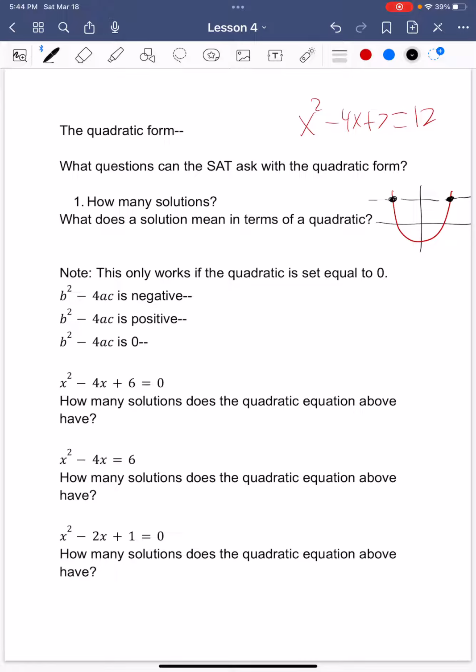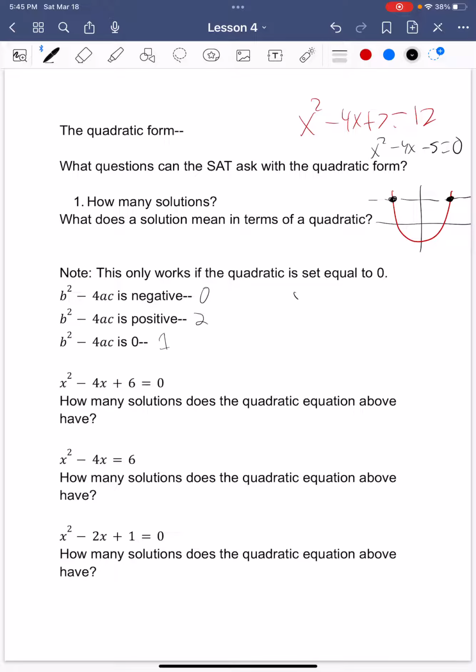Now, there's a neat trick to finding how many solutions there are to a quadratic equation, and it only works when the quadratic is set equal to 0. So in this case up here, we'd have to subtract 12 from both sides. So we get x squared minus 4x minus 5 equals 0. Then we could use this trick. If b squared minus 4ac is negative, there's 0 solutions. If it's positive, 2, and if it's 0, there's 1.